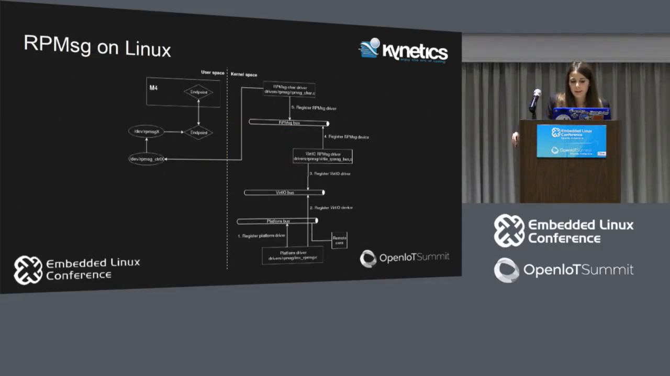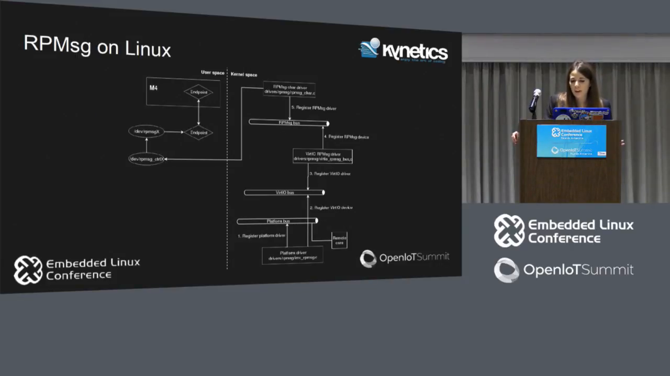So this is the actual implementation of the RP message component on Linux. The remote core is, of course, represented as a platform device, which stands on the platform bus. We have this driver, which is the i.MX RP message custom platform driver, which takes care of this remote platform device and registers a VirtIO device. Then we have another driver, which is the VirtIO RP message bus driver, which is like a bridge from the VirtIO bus to the RP message bus and registers an RP message device.